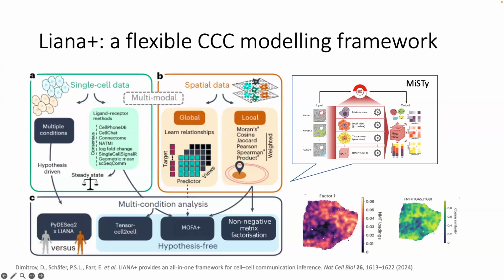And a factor is then basically a signature that you can plot, for example, on your spatial data. And you can then have a look which ligand-receptor interactions are driving that factor, right? And that gives you kind of a spatial view on your cell-cell communication events.